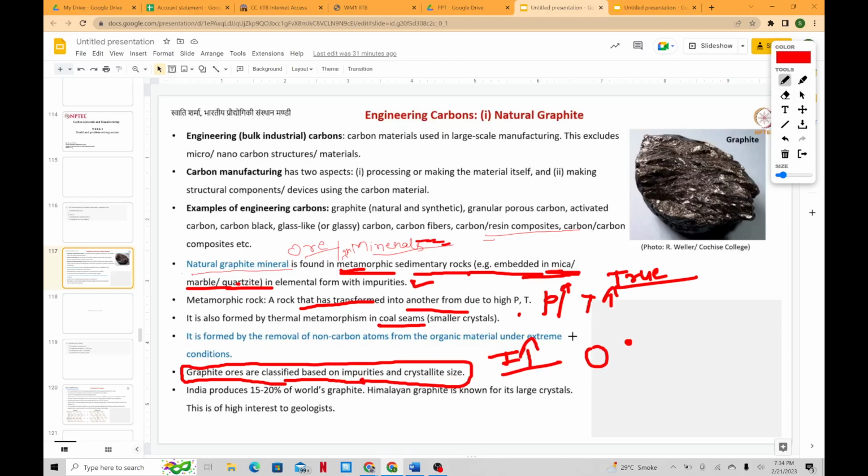So here it is giving some facts. India produces 50 to 20% of the world's graphite. Himalayan graphite is known for its large scale. This is of high interest to geologists. So this is not much of our use. But yeah, Himalayan graphite. I also got to know that in the Himalaya, graphite is found. So yeah, graphite ores, impurities and crystal size.